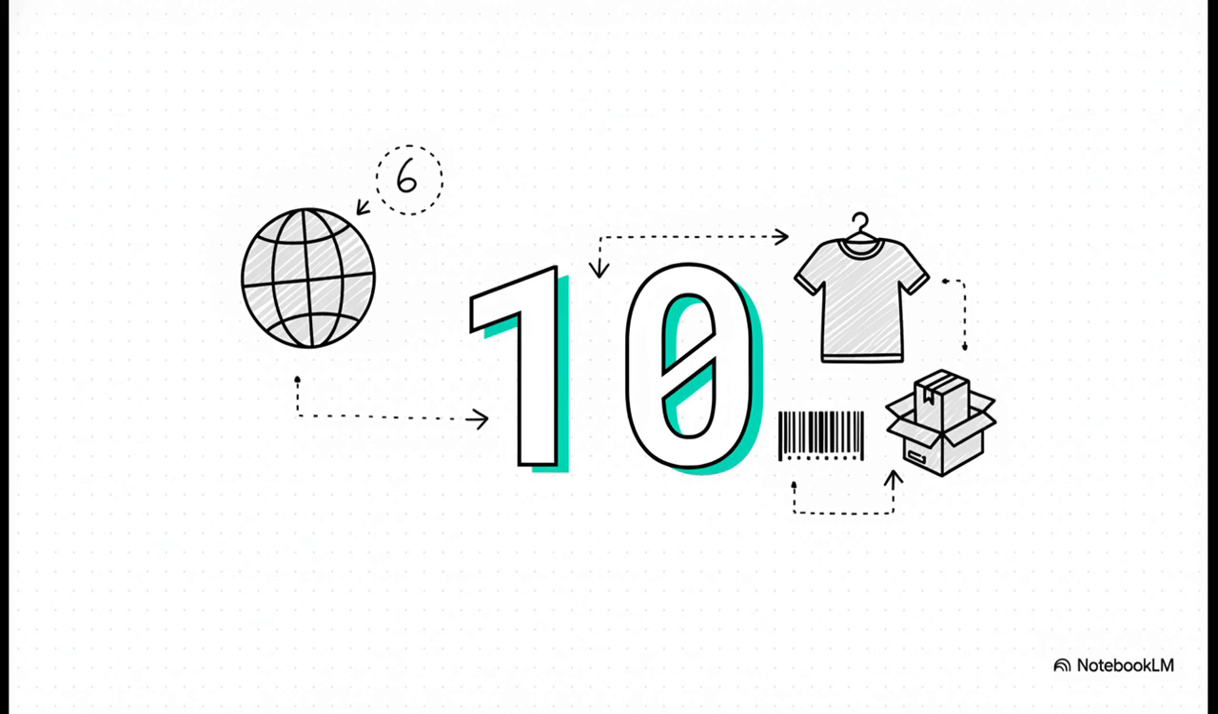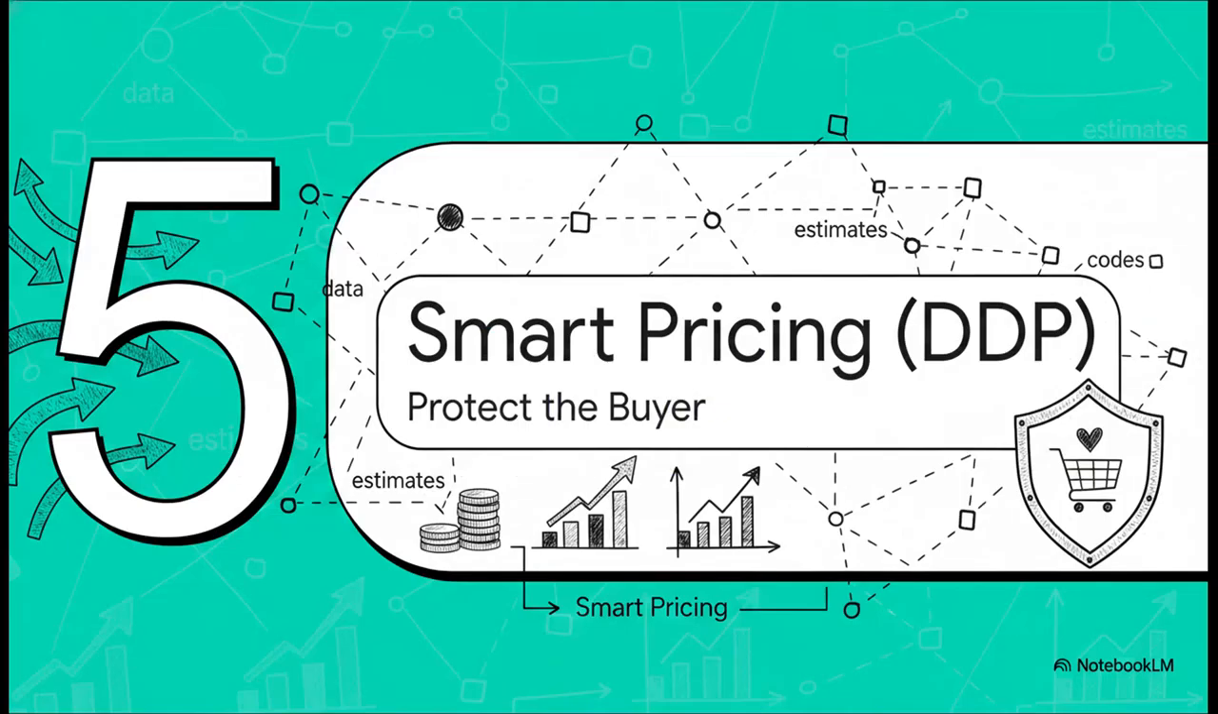A standard global HS code is generally 6 digits long, but the US HTS code extends that base up to 10 digits to capture highly specific details. So while the global code for your t-shirt might be 6109.10, the US HTS code will look a bit more like 6109.10.0012. Let's jump into Part 5, Smart Pricing with DDP.